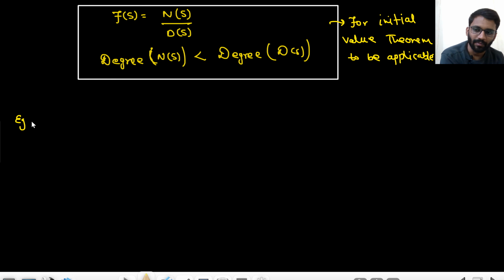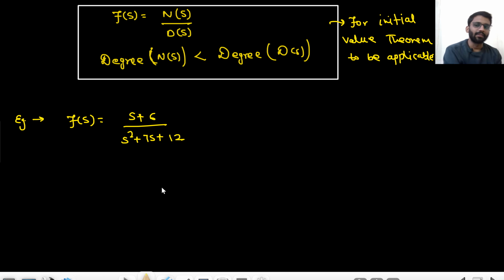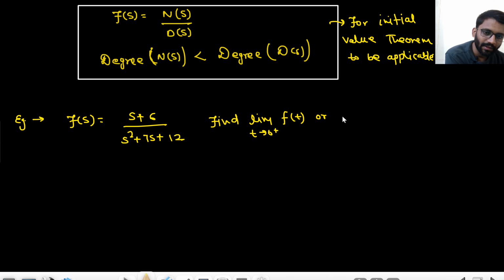So when is the initial value theorem applicable? Let's assume F(s) is given as (s plus 6) upon (s square plus 7s plus 12), whatever it is. You just need to find the initial value, that is, the limit t tends to 0 plus f(t). So what will you do? What will be your answer?